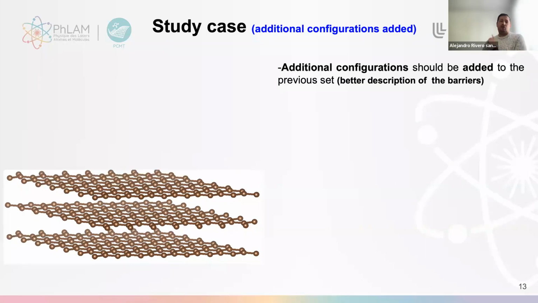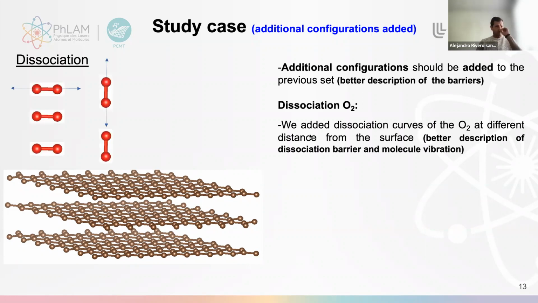Unfortunately, it's not enough to take configurations from the AIMD calculation. We know that because we made some tests, and we saw that with the neural network trained using only the AIMD configurations, we can have some problems describing the barrier of the system well. For this reason, what we did was to add the dissociation curve of the O2 at different distances from the surface. With that, we obtain a better description of the dissociation barrier and molecular vibration.